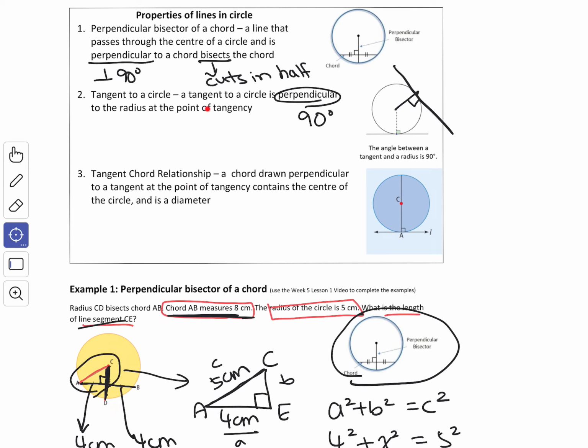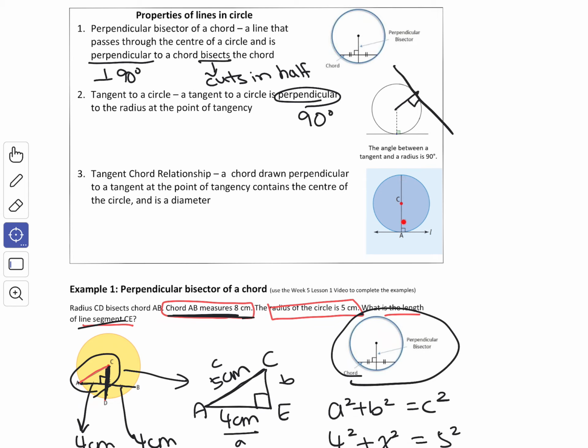Let's look at our last property. The last one is the tangent chord relationship. It's very similar to the one that we just did. This one is basically saying a chord drawn perpendicular to a tangent at the point of tangency contains the center of the circle and is a diameter. So if this line forms a 90 degree angle with the tangent, then this line must be the diameter of the circle, or part of that line is also the radius of the circle.